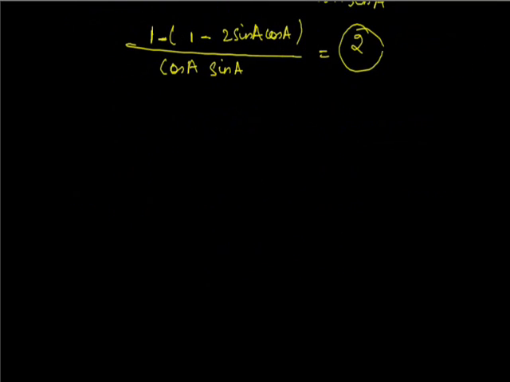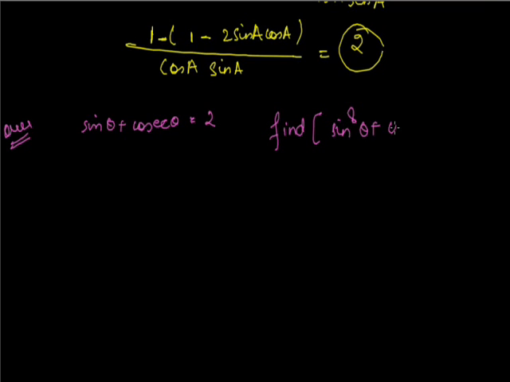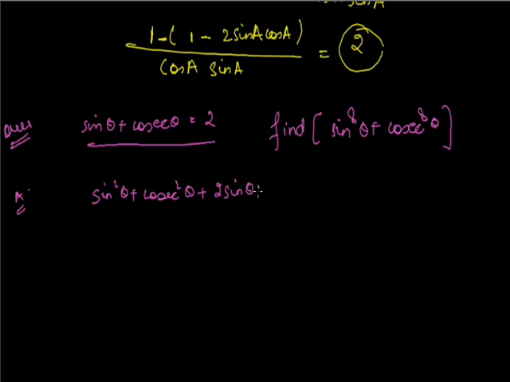Okay. Now the second question. If I'm provided sin theta plus cosec theta is equal to 2, then I have to calculate the value of sin to the power 8 theta plus cosec to the power 8 theta. Squaring both the sides in this equation, I'll be getting sin square theta plus cosec square theta plus 2 sin theta cosec theta is equal to 4.